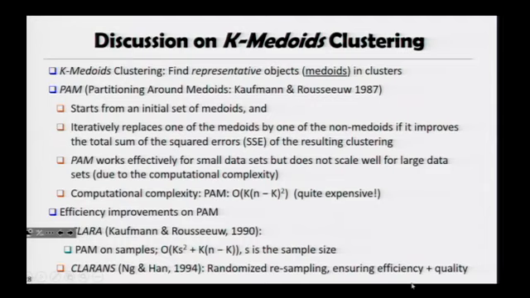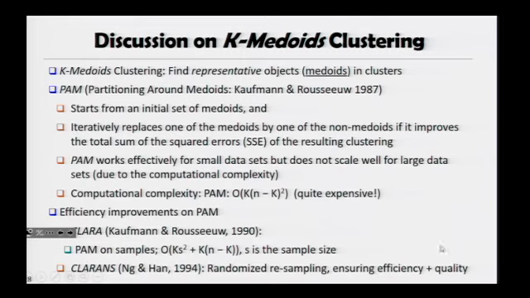This PAM framework is pretty effective for small data sets. But if you think about the computational complexity of the algorithm, it's not very scalable, because every time you do the swap, you need to recompute the sum of the square error criterion, and that leads to a total computational cost of k multiplied by (n minus k) squared, which is quite expensive.